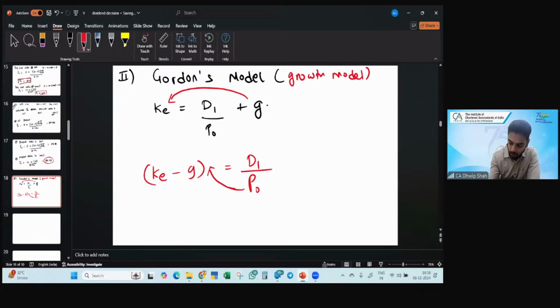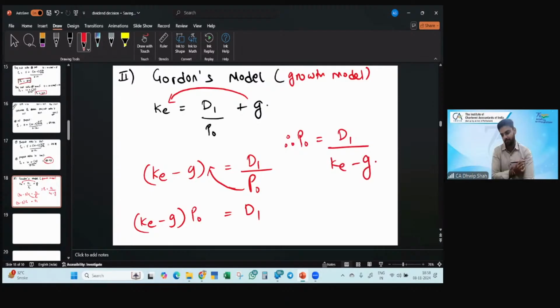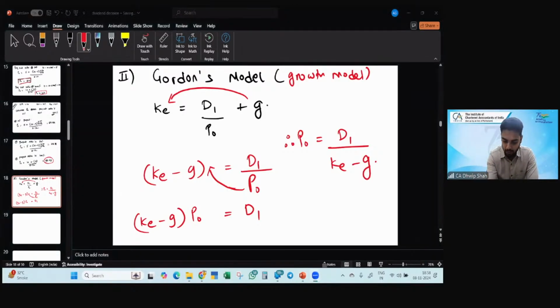Now I can take P0 above. If I take P0 above, my formula would look something like this: KE minus G, the whole multiplied by P0, is equal to D1. Yes or no? So, in other words, my P0 is nothing but D1 upon KE minus G. Are you getting this? This is how Gordon's model has given the formula for the price of the share today.